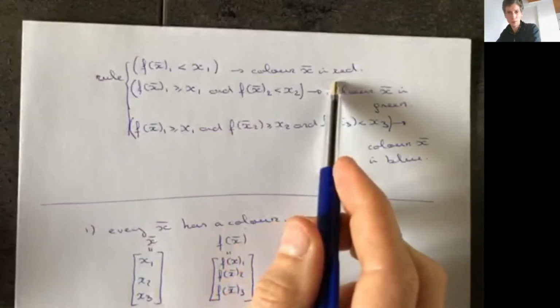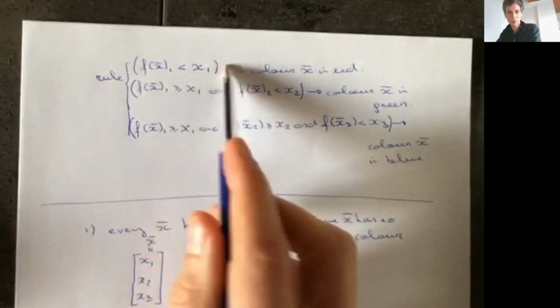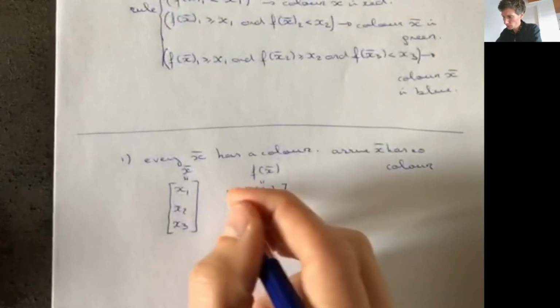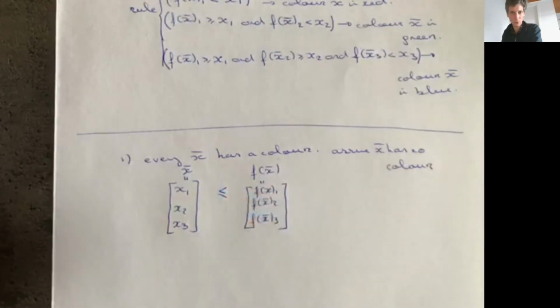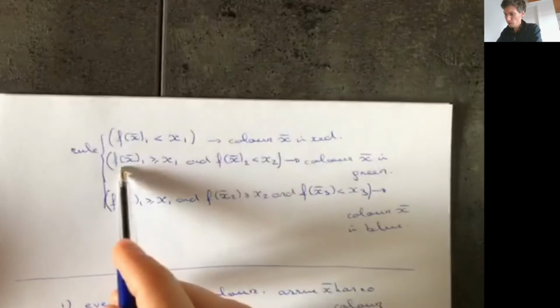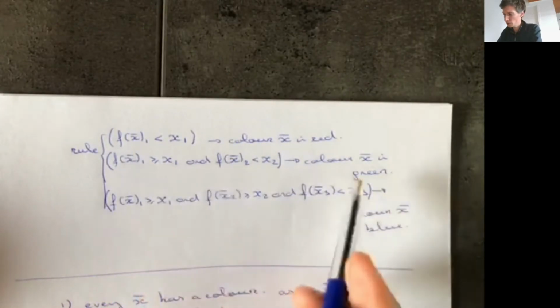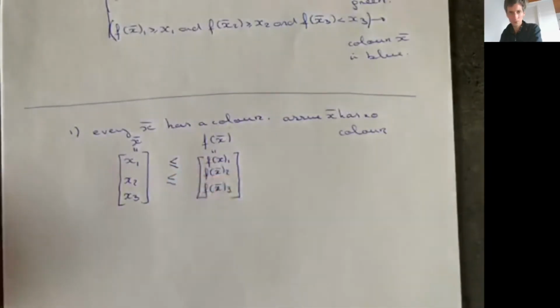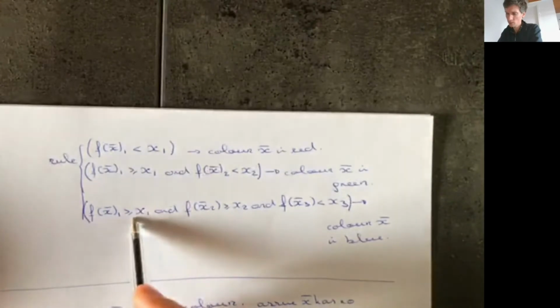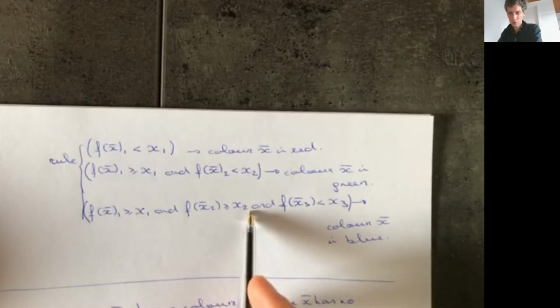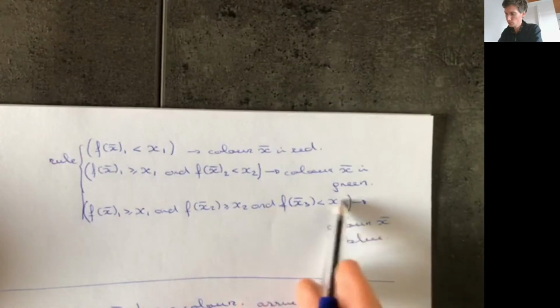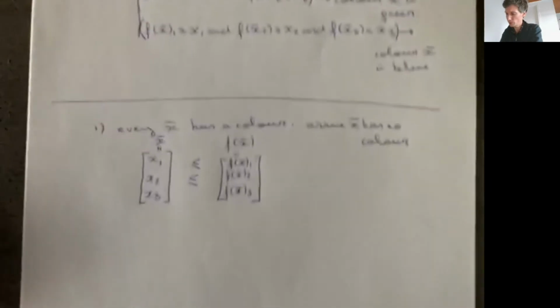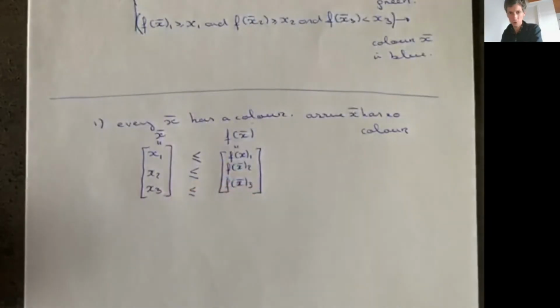Well, we know it's not red. If it's not red, then this condition cannot hold, so f of x1 has to be greater or equal to x1. So it satisfies this condition, but it's not green, so it has to violate this condition, so f of x2 has to be greater or equal to x2. Then it satisfies this condition and this condition, but it cannot be blue, so f of x3 has to be greater or equal to x3.